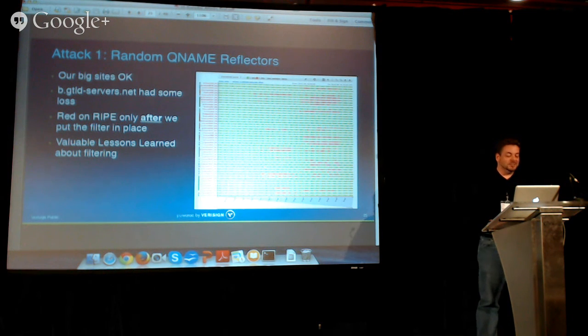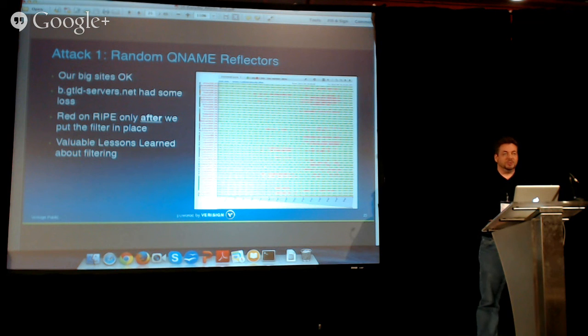The big sites fared pretty well, but some of our smaller ones did not. As we talked about, we have 17 big sites and lots of smaller sites, and they don't have quite the same level of transit or peering network capacity. The BGTLD servers net is the one that we have that's widely unicasted for that, and it actually showed up on the RIPE DNS monitoring.